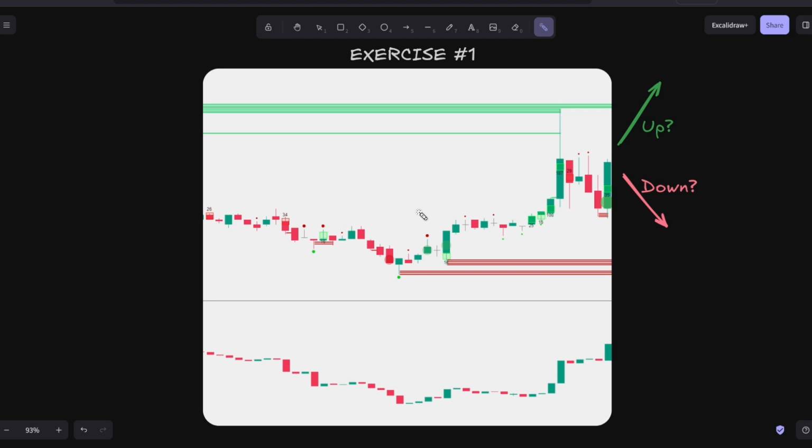I want to go through the visual signals from the pressure toolkit and from CVD, and I want you guys to analyze these signals and see if you can predict if price is going to move upwards or if it's going to move downwards. So this is the first exercise.